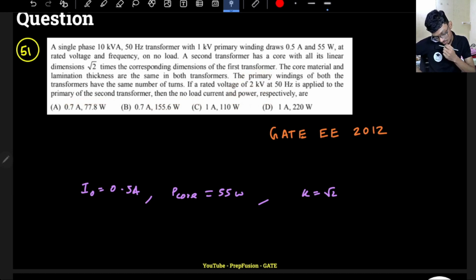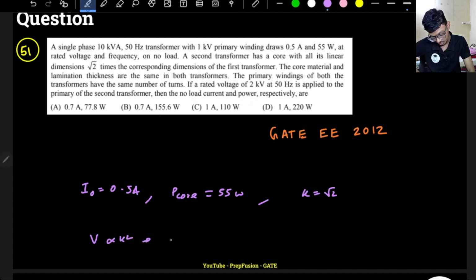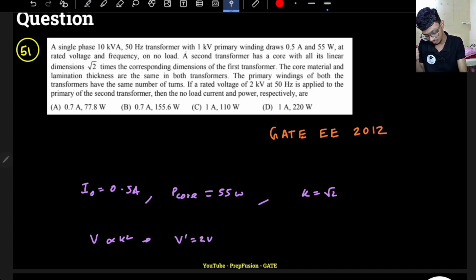Okay, so one thing we know, that rated voltage gets scaled by k square, right? So that is actually correct. Voltage will be scaled by twice. So V dash, the new rated voltage, will be twice the previous one. Previous rated voltage was 1 kilovolt, now it is 2 kilovolt, which is absolutely matching.